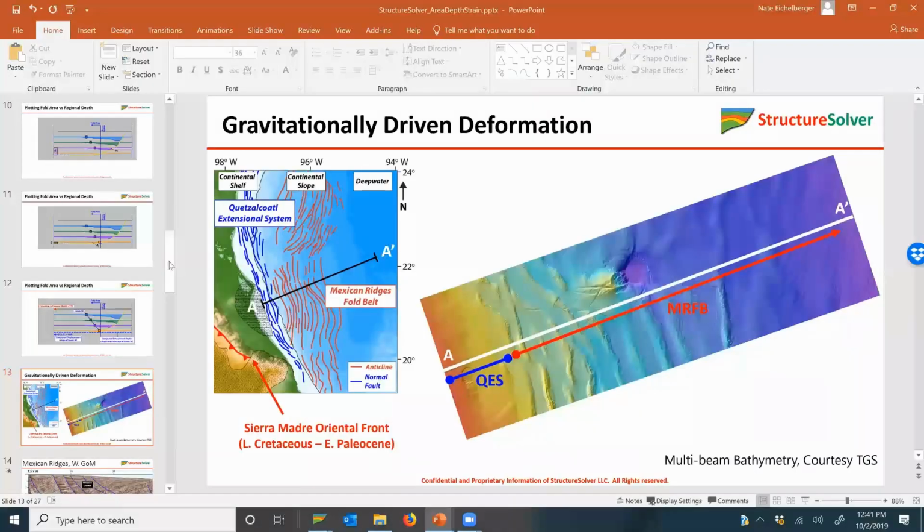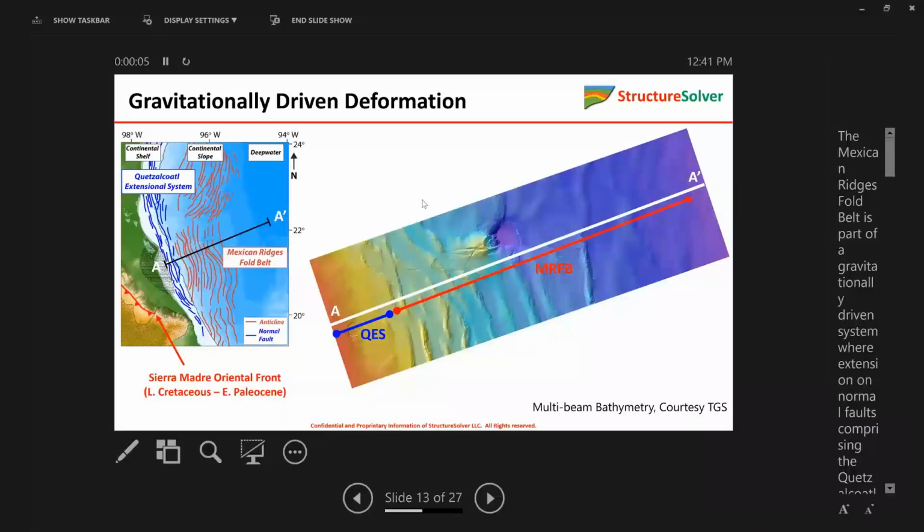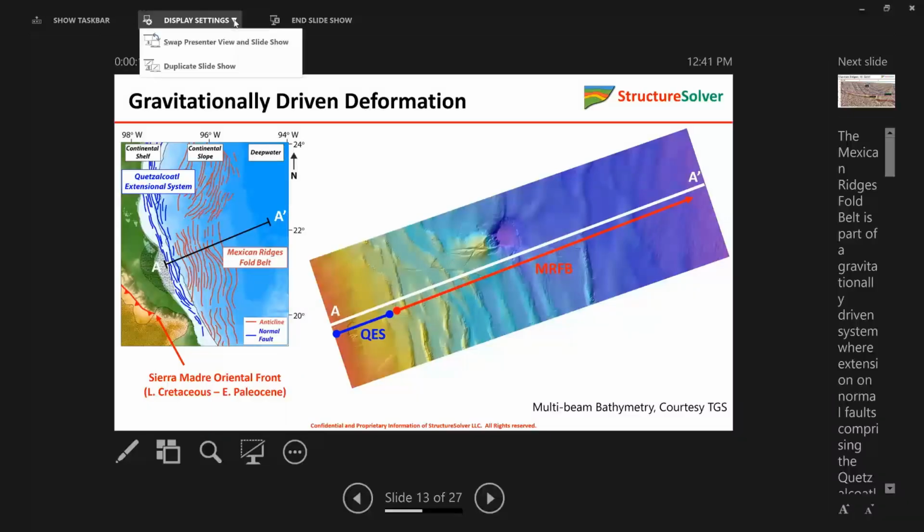I'll finish up with a study on applying the area depth method in a larger integrated structural context. This is based on a presentation that we gave at AAPG in 2017 using the 2D Gigante survey from TGS.